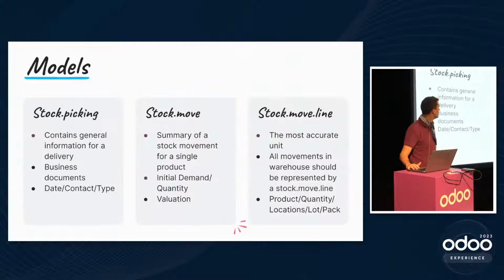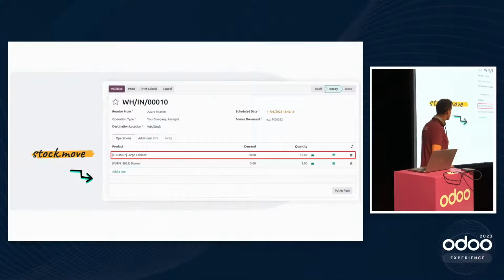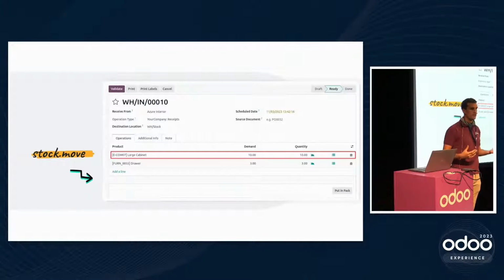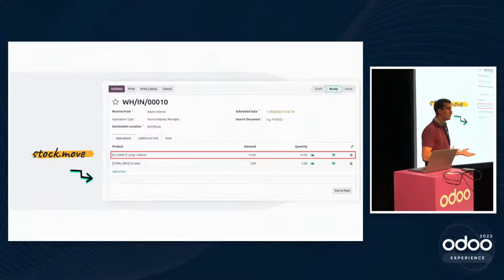The second one is the stock move object. The stock move is the line you see in the red. It contains a summary for a product that you want to move, so it's all the quantity that you want to move. It's the initial demand. It also contains the valuation information, so the value of the product. And it's also responsible for communicating between the different stock pickings or different objects you have. For example, in a pick pack ship, you will use the move to find the pick and the ship, and you will navigate through the objects through the move.